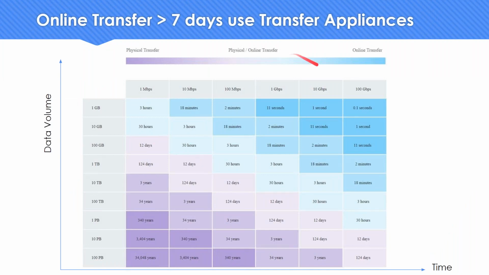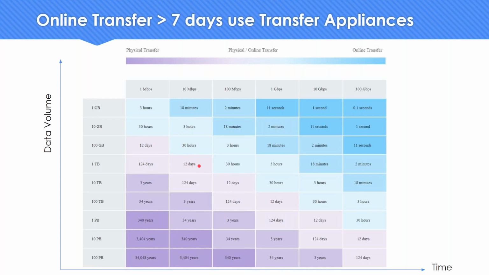So Google has created statistics where they have on the x-axis time, and on the y-axis the volume. And they also have the bandwidth which you can have: 1 Mbps, 10 Mbps, 100 Mbps, 1 Gbps, up to 100 Gbps. So if you have, say, a terabyte of data which you want to transfer, and your on-premise data center has a bandwidth of 10 Mbps, 1 terabyte at 10 Mbps is going to take basically 12 days.